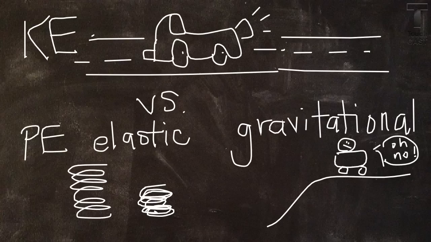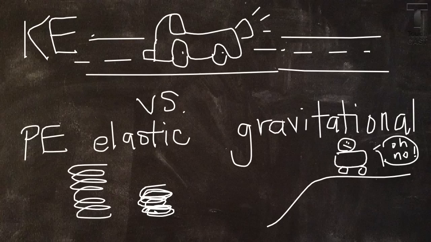Then we have gravitational potential energy, and you hear the word gravity in there. So we're dealing with the height or the position of a particular object. You'll notice in my picture that I have a hill, and you see a person sitting in a little cart, and they're saying, oh no. They're sitting at the top of the hill, which means they have the most gravitational potential energy. Gravity has to work the hardest to get them to come through.